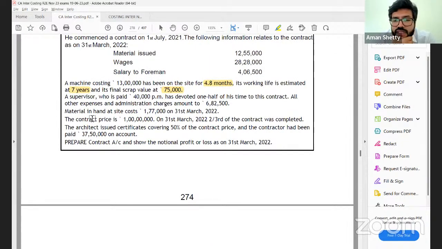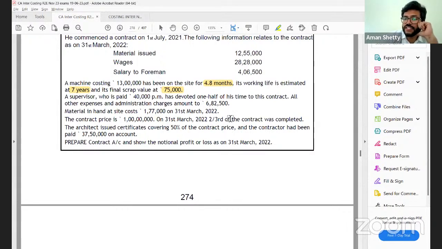Supervisor who is paid 40,000 per month has devoted 1/2 of his time to this contract. So only half of the cost will come. All the other expenses, administration charges, amount to 6 lakh 500. Material in hand at site costs 1,77,000, closing inventory. On the credit side, the contract price is 1 crore. On 31st March 22, 2/3 of the contract was completed. The architect issued a certificate covering 50% of the contract price. That means work certified is 50%. The contractor had been paid 37.5 lakh on account.